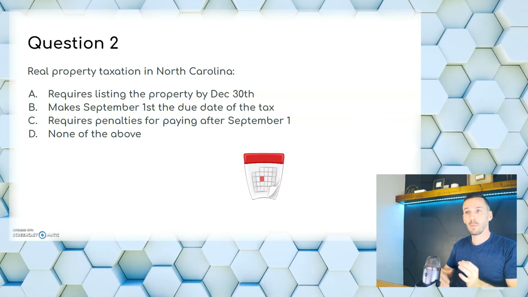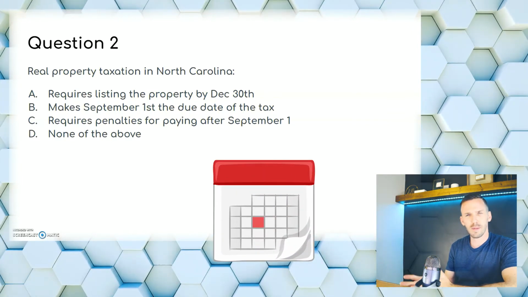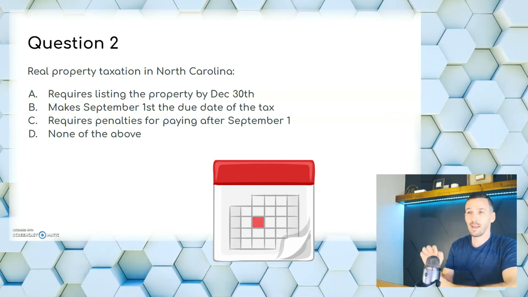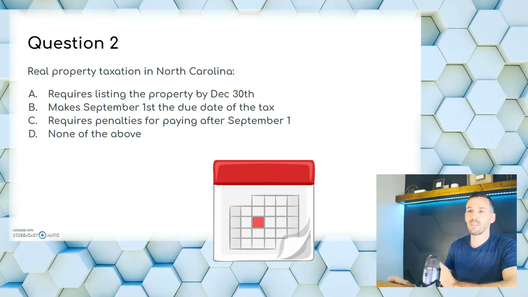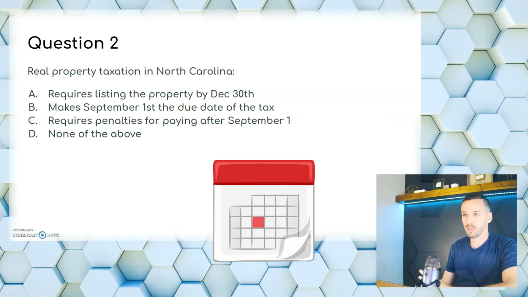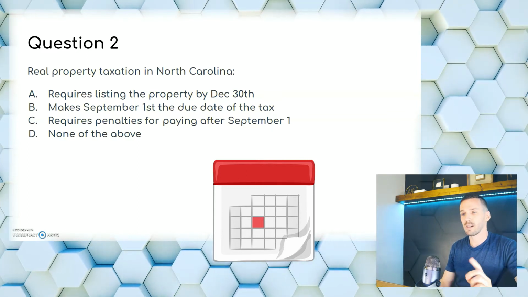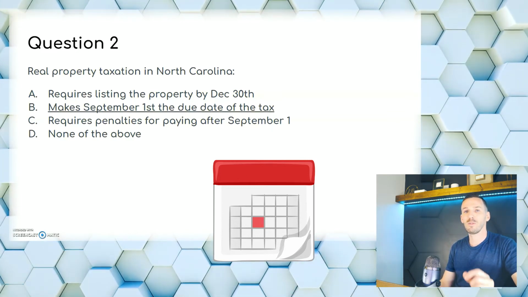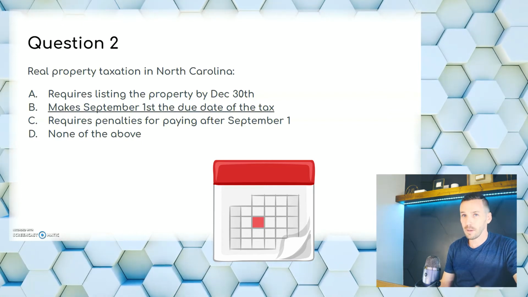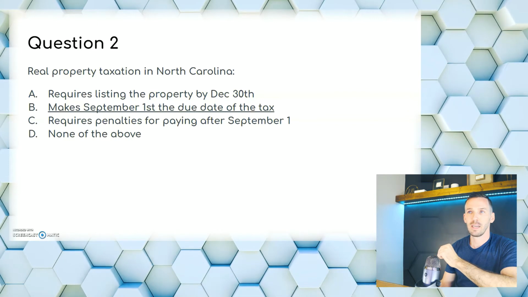Question 2. Real property taxation in North Carolina, A, requires listing the property by December 30th. B, makes September 1st the due date of the tax. C, requires penalties for paying after September 1st. Or D, none of the above. So purely memorization here, but September 1st is the due date of the tax. You aren't penalized though until January. So it's not C, it is B.